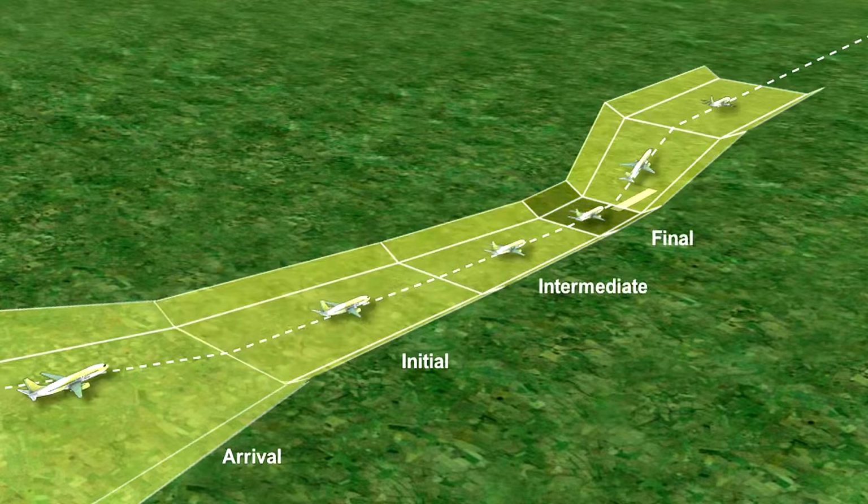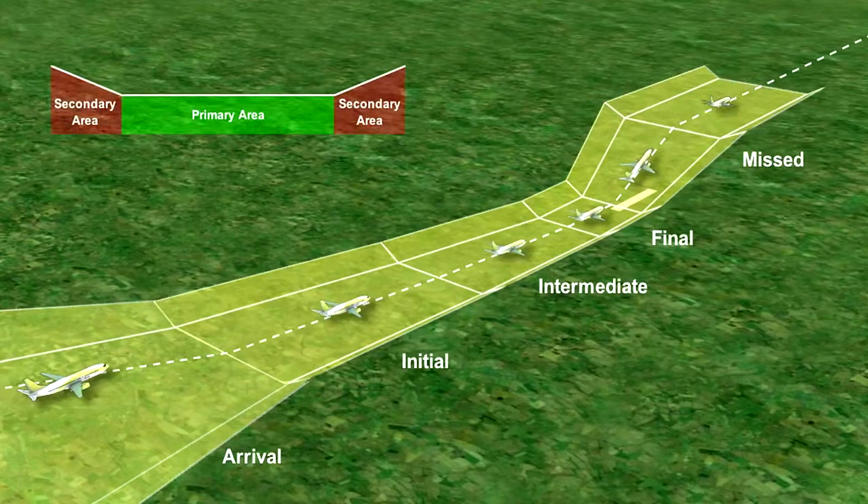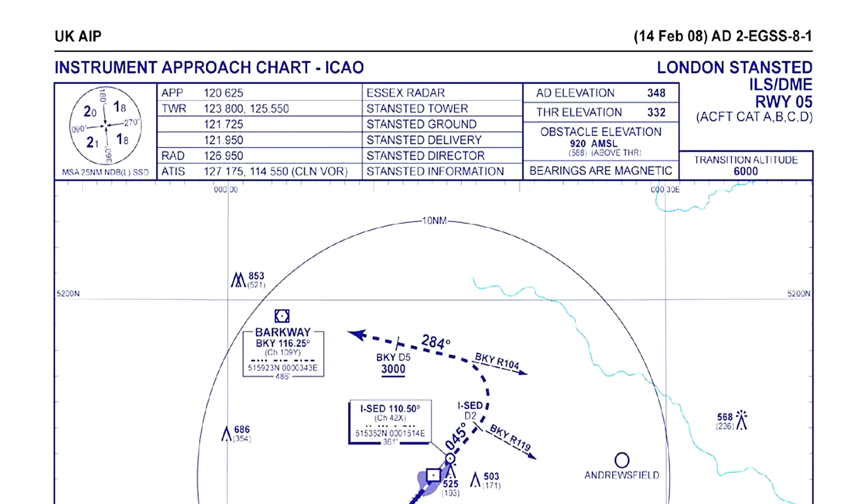They are arrival, initial, intermediate, final, and missed approach. The vertical cross-section of each segment is divided into primary and secondary areas. Full obstacle clearances are applied over the primary areas, but reduced to 0 clearance at the outer edges of the secondary areas. You should recall the discussion of minimum obstruction clearance, MOC, and its application from the previous lesson.